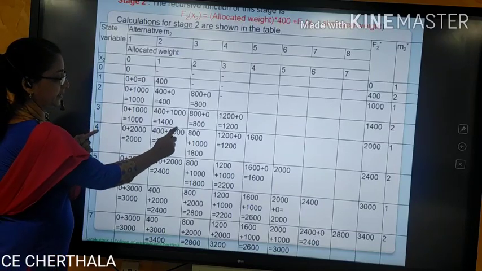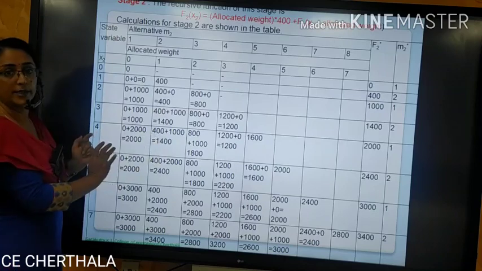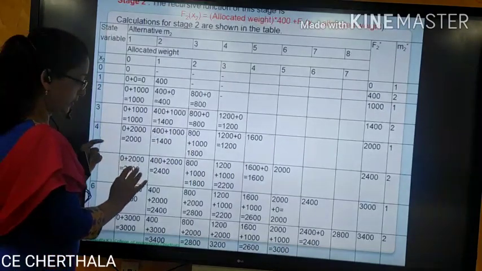That's why here it is coming 1000. 400 plus 1000, that is 1400. Let us take one more cell.